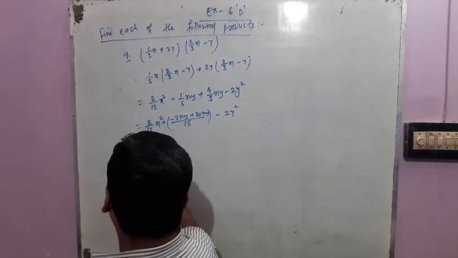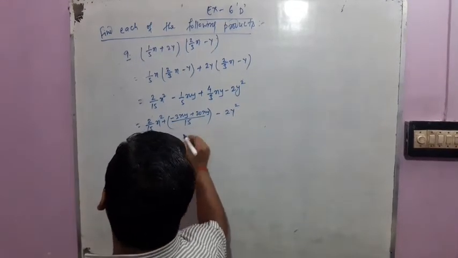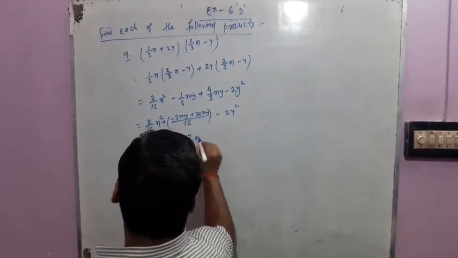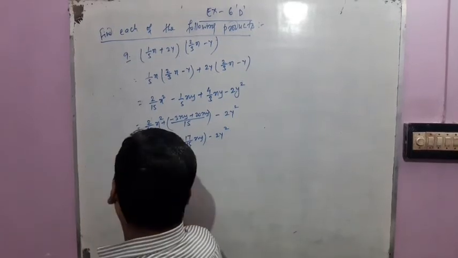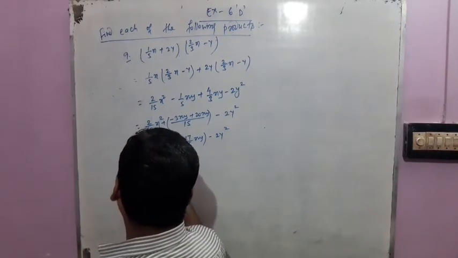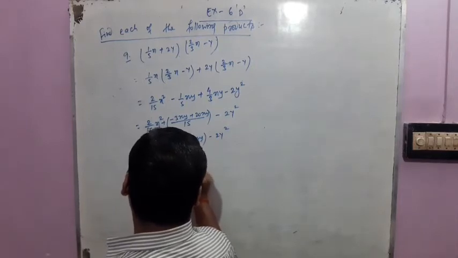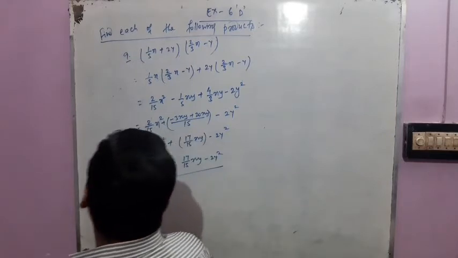Now 2/15 x square, and subtract the terms here. 20 minus 3, that is 17/15 xy minus 2y square. So 2/15 x square plus 17/15 xy minus 2y square. That is the product. Okay.